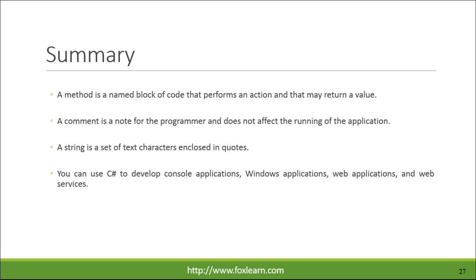A method is a named block of code that performs an action and that may return a value. A comment is a note for the programmer and does not affect the running of the application. A string is a set of text characters enclosed in quotes. You can use C# to develop console applications, Windows applications, web applications, and web services.